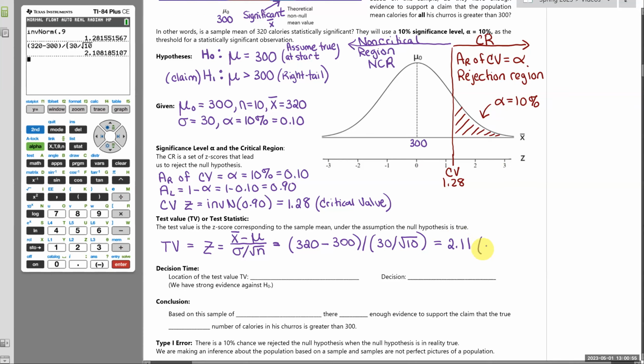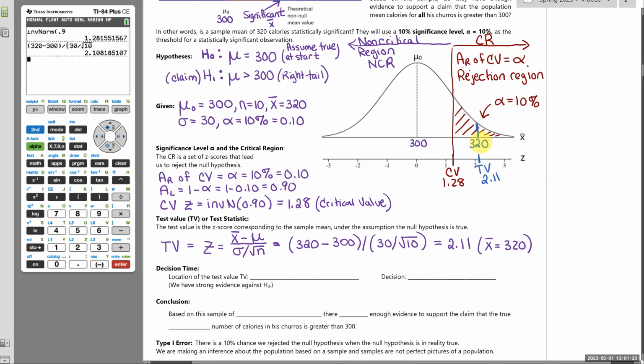Okay, so that's telling me that the location of x bar 320 corresponds to a z-score of 2.11. So we're going to go ahead and graph the z-score, and then I'll graph that x bar with it. So 2.11, it doesn't need to be exact here. The reason for plotting that z-score is that it tells me where my x bar of 320 would be.